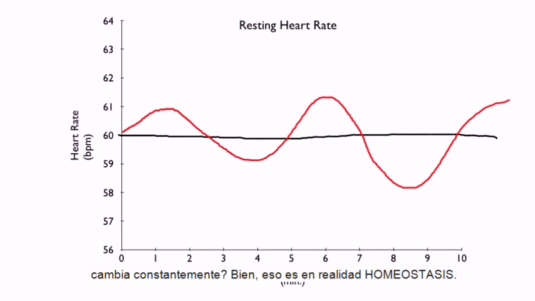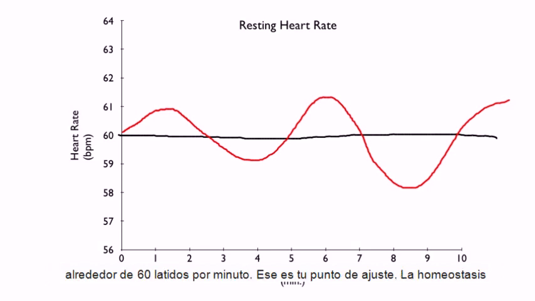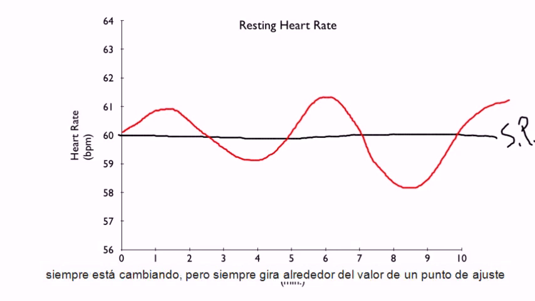Well, that's actually homeostasis. Homeostasis is something that is dynamic, that is, it's always changing, but it's always changing around a set point value. And in this case, your set point, what the variable is going around, is 60 beats per minute. So that's your set point. That's homeostasis. It's always changing, but it's always revolving around a set point value.